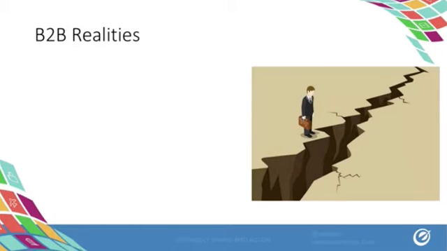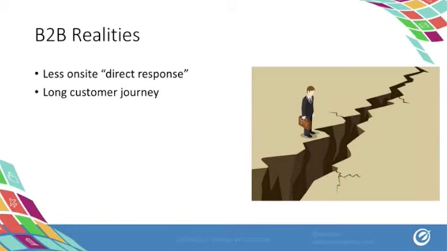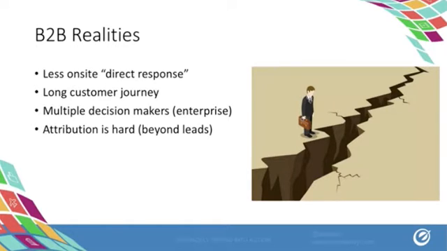There are, however, very real challenges in B2B when it comes to testing and optimization. As opposed to your counterparts in B2C, B2B often has less of an on-site direct response component. That's often driven by a longer customer journey. There are other channels involved, and especially when you get into the enterprise, you're dealing with multiple decision makers. So it's not about that single person on the site making a quick decision. It's a long journey, multiple channels, multiple decision makers. As a consequence of those multiple channels, attribution is always a challenge in B2B. Certainly attribution to get to a lead, but even beyond that, if you're looking at engagement and subsequent user activity.